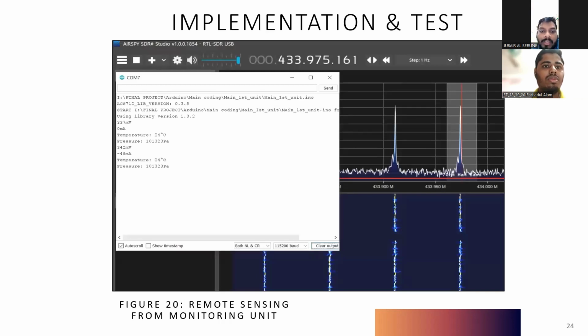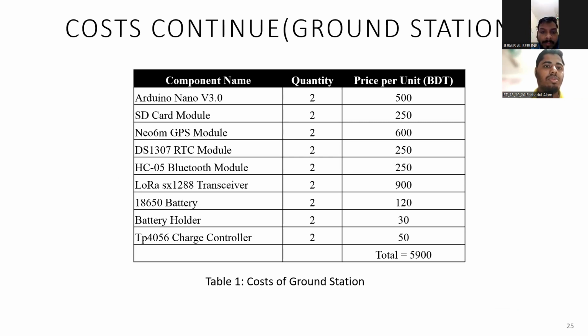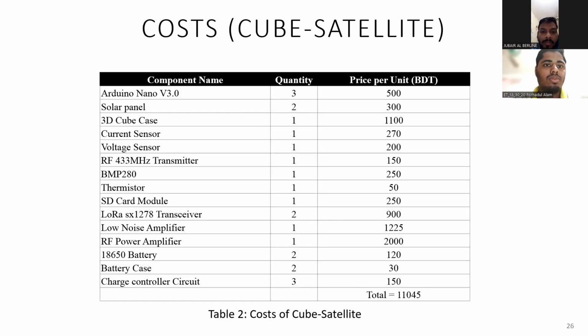Let's talk about some financial aspects of our project. We conducted a cost analysis, and the total cost of our ground station amounted to BDT 5,900. The CubeSat prototype cost about BDT 11,045.